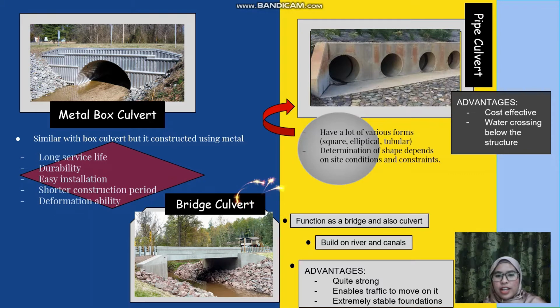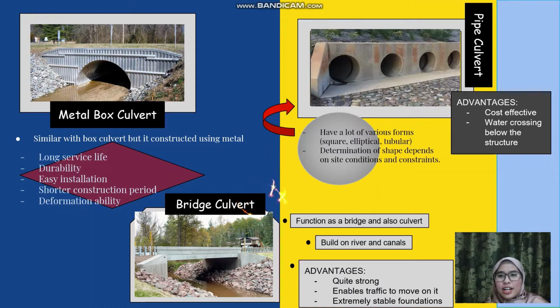Bridge culvert has two functions. First is as a bridge and second is as a culvert. Bridge culvert is built on rivers and canals. The advantages of the bridge culvert are, first, it is quite strong. Second, it enables traffic to move on it. And lastly, it has an extremely stable foundation.